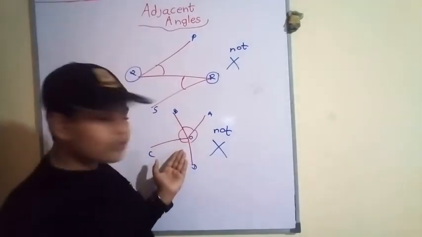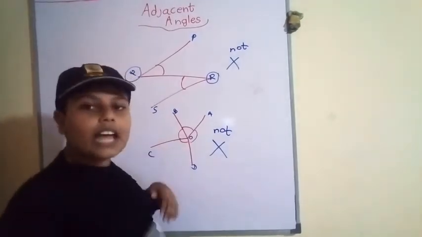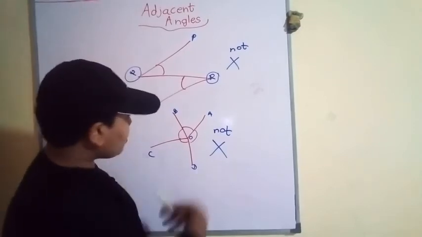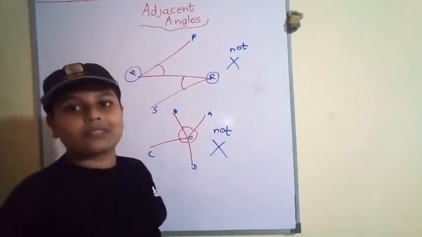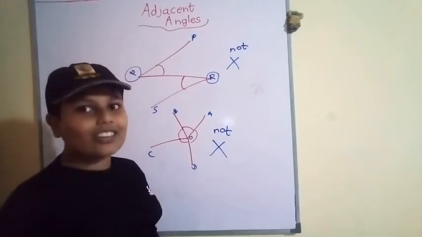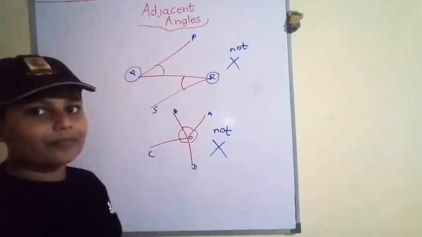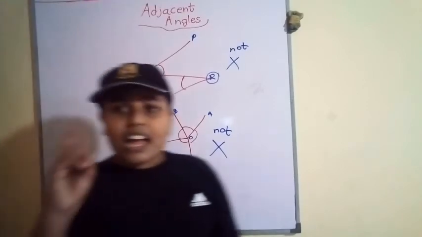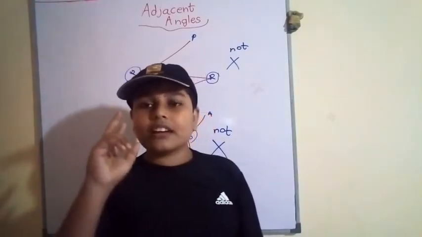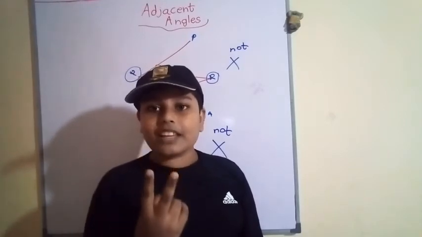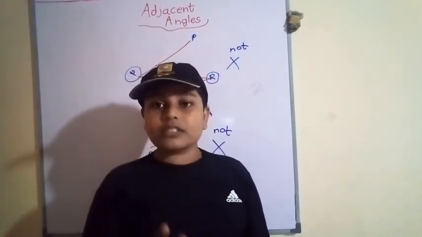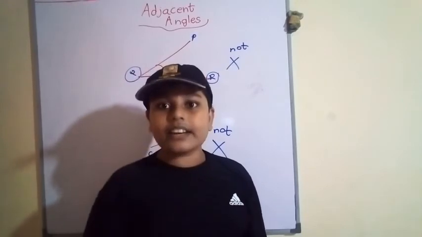Now in this one they also have a common vertex, but they do not have a common arm. DO, AO, BO, CO you can also get, all are common arms, right? Now that is also not an adjacent angle. The common arm and common vertex are the two main properties that tell us it is an adjacent angle, right?